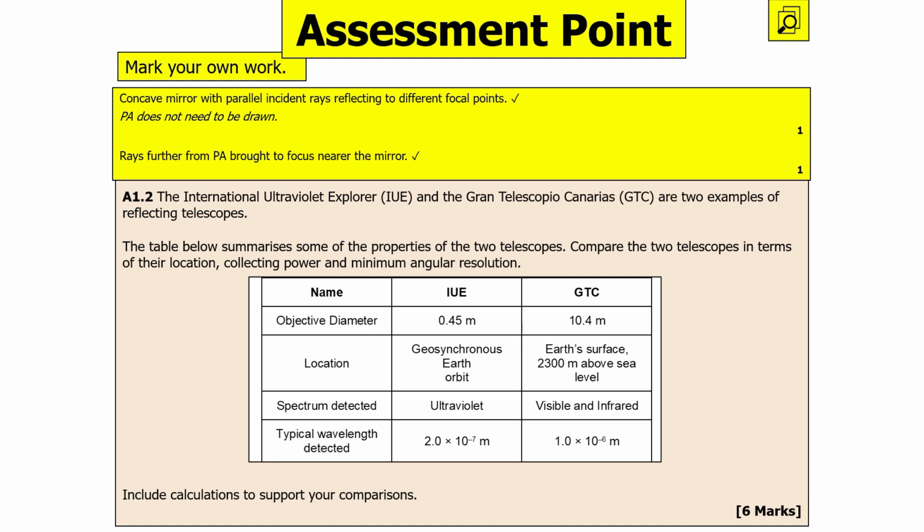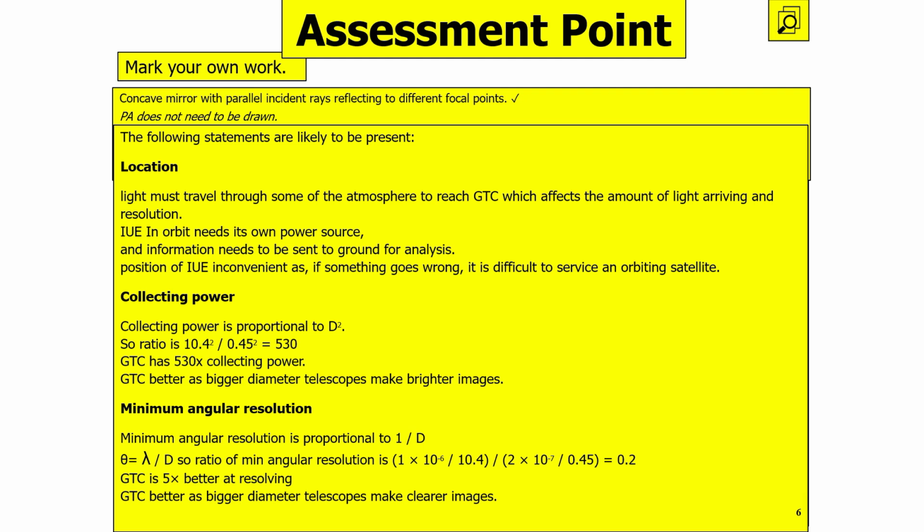Now in our next one, how can we work it through? So first let's think about the location. Well, light has to travel through some of the atmosphere to reach the GTC because it's on the ground. So that affects the amount of light arriving and the resolution. Now because the IUE is in orbit, it'll need its own power source and will need to send information to the ground for analysis. And its position is quite inconvenient and expensive if there needs to be repairs made or to service the actual telescope.